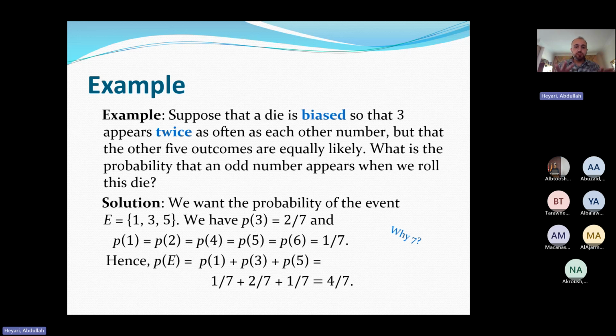But in those 7 portions, 1 has only 1 portion, so 1 over 7. 2 has 1 over 7. 3 has 2 over 7. So all the numbers have 1 over 7, except for 3, which has 2 over 7. I hope this is clear. Who thinks it's still unclear? Who thinks it's clear as mud? I mean, it's not clear at all. Okay, that's pretty quiet feedback.